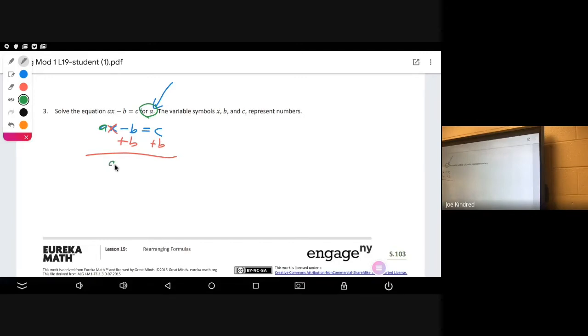And so I have ax is equal to b plus c, alphabetic order sometimes. Then, instead of dividing by a, I divide by x. And so a is equal to b plus c over x. Believe it or not, that's it. You're done.